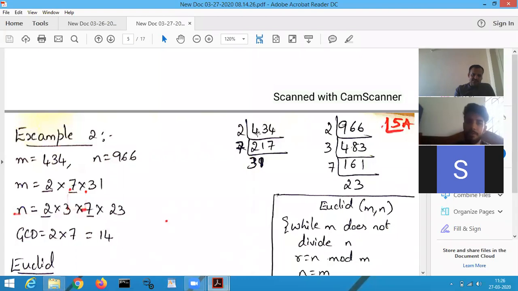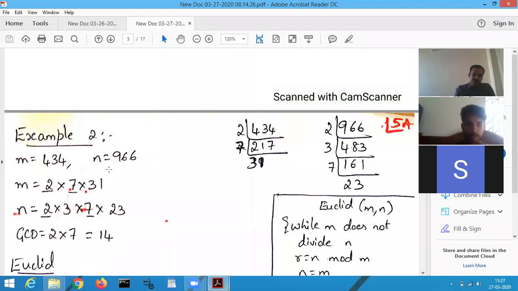Okay, first let's take 434. To find the prime factors, I am going to start with 2. Then the next prime number is 3. The next prime number is 5. The next prime number is 7. If I divide 217 by 7, the quotient is 31. That's why the prime factors of 434 are 2 into 7 into 31.